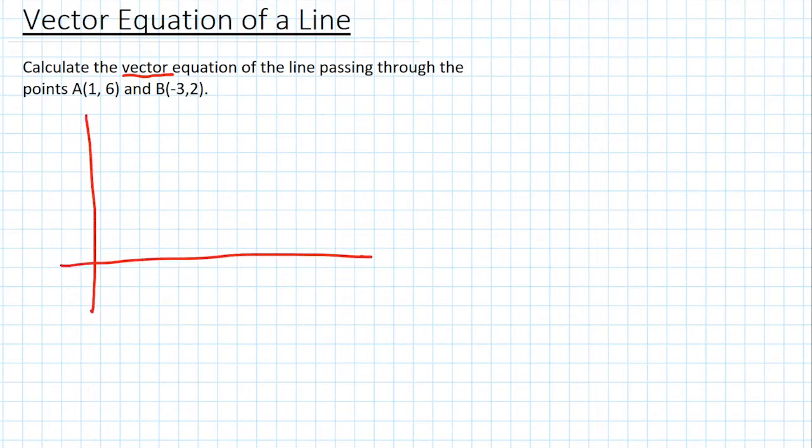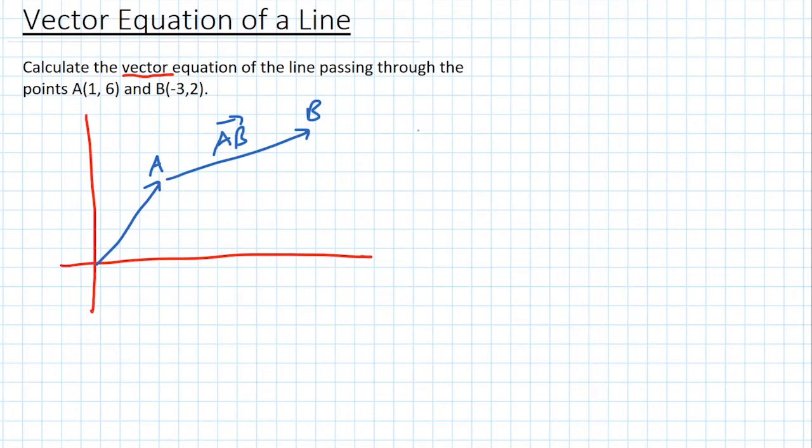I'm just going to do a quick sketch here. Sketches are very helpful just to get an idea of what's happening. So what I want to do is go up to point A, then travel along some scalar multiple of vector AB. So to determine the vector equation of the line, I need to work out this direction AB.